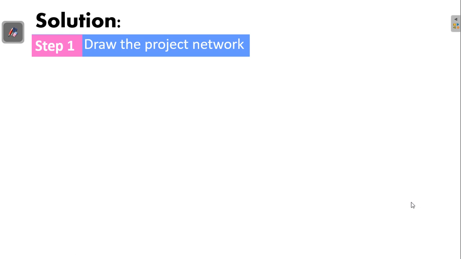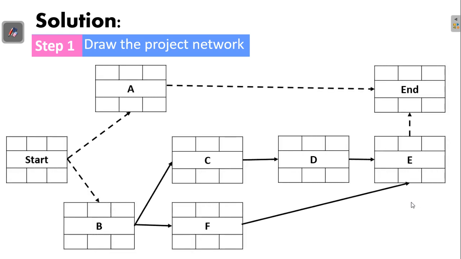Step 1. When you are performing crashing of a project, the first step is to construct a network diagram. The respective network diagram for the given information looks like this. We have activities A up to E, but we start with a dummy activity and end with a dummy activity, and these activities have the corresponding durations. Dummy activities basically don't consume resources or time, so we have 0 duration for both.